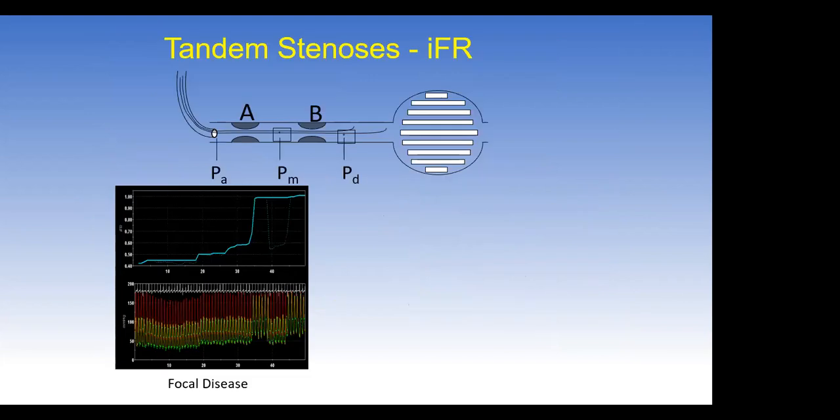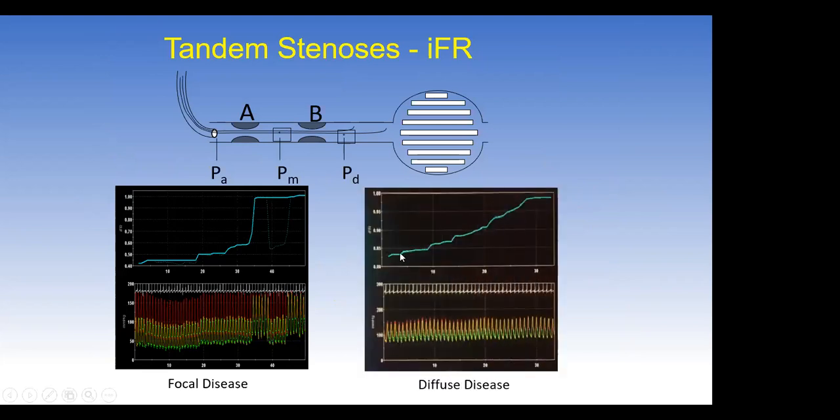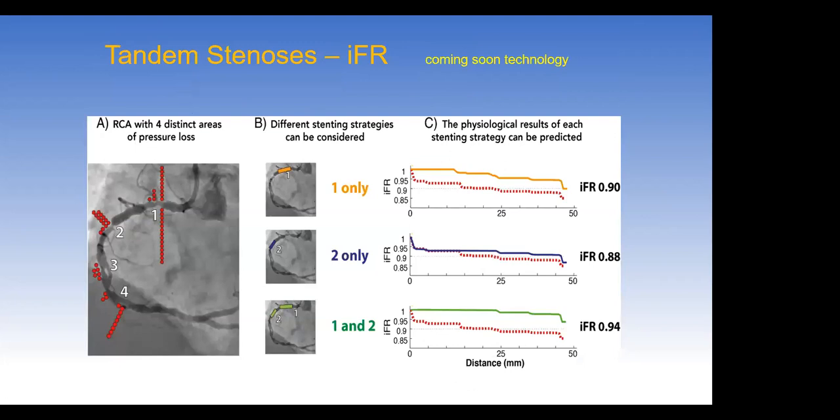iFR has huge advantages in assessing tandem lesions, because on a pullback you have an instantaneous pressure drop. You want to see the rapid, sharp change in the pressure, which delineates that the lesion is significant. What you don't want to see is a slow, gradual onset, which demonstrates that the coronary artery disease is diffuse and there is no particular one spot where you can intervene to relieve the pressure gradient, i.e. ischemia. What's coming is a simplified version.